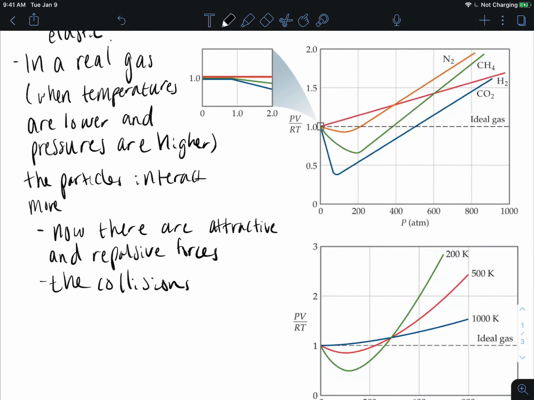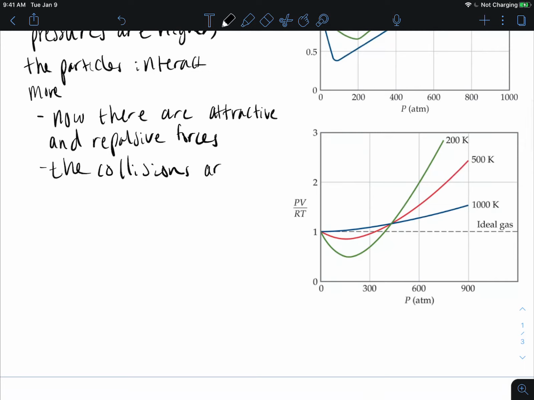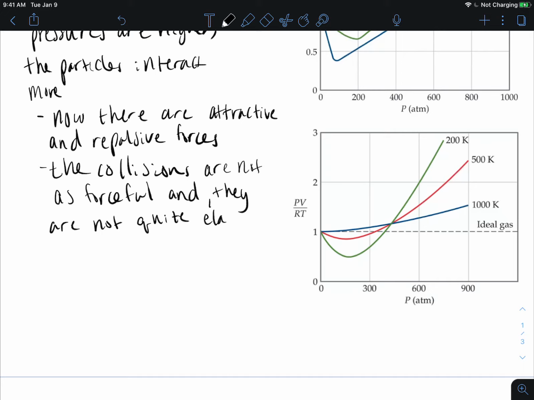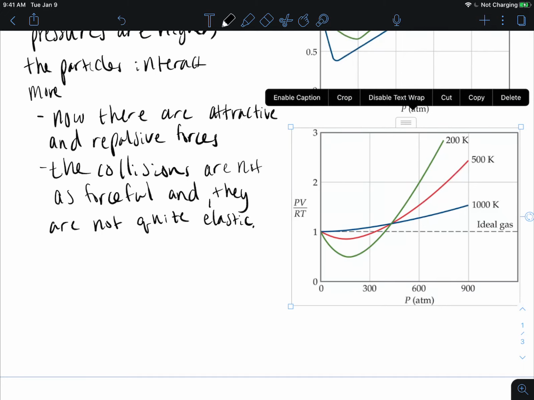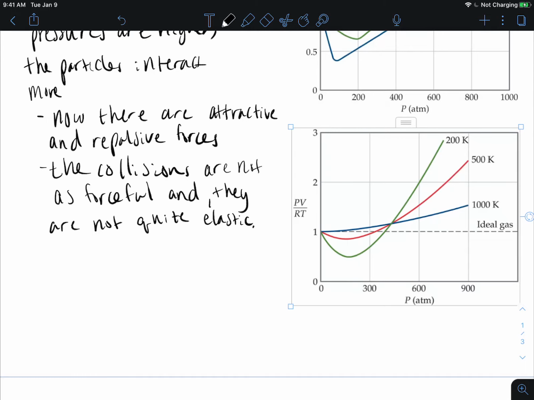So the collisions are not as forceful, and they are not quite elastic. Both of these are going to result in a pressure that is actually less than expected. So the gas pressure is less than we would expect it to be.